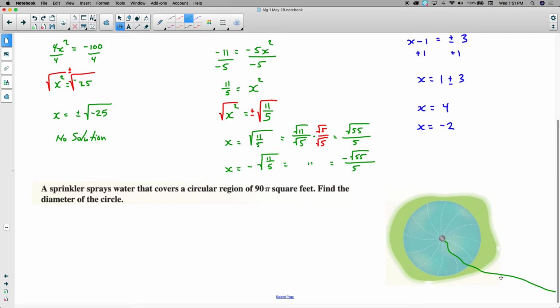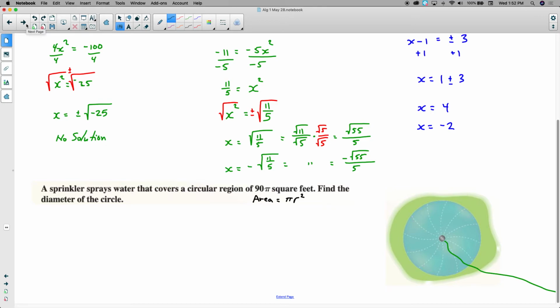Grass, water, hose to the house. A sprinkler sprays water that covers a circular region of 90 pi square feet. That's an area. And I have this feeling that we're going to need the area of a circle formula, which is pi r squared. Not to be confused with circumference, which is 2 pi r. And so this area is calculating all of this light blue stuff.